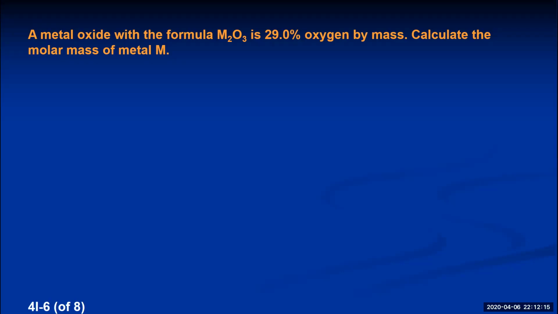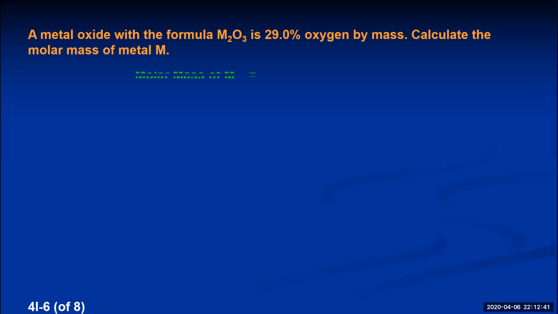When you're given percentage data, you're not actually given any physical numbers, and so you can always assume that you have, let's say, 100 grams of the material if the percentage is by mass. So if you have 100 grams of the compound M2O3 and it's 29% oxygen, that means it's 29.0 grams of oxygen, and the rest must be metal M, which would be 71.0 grams.